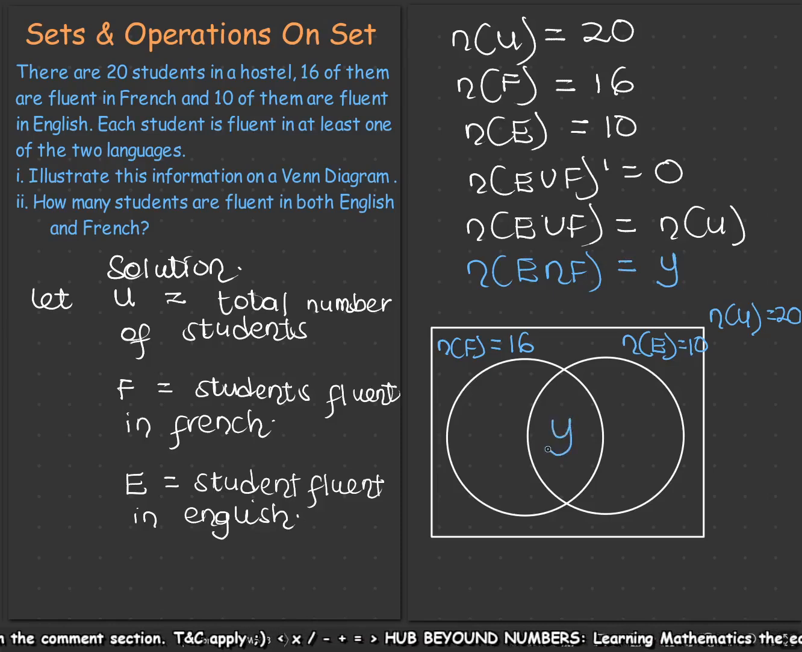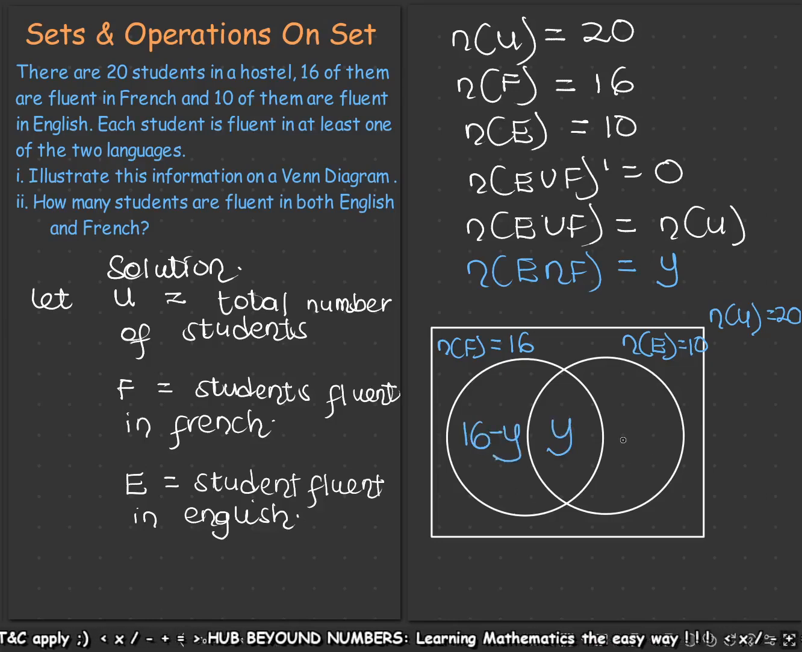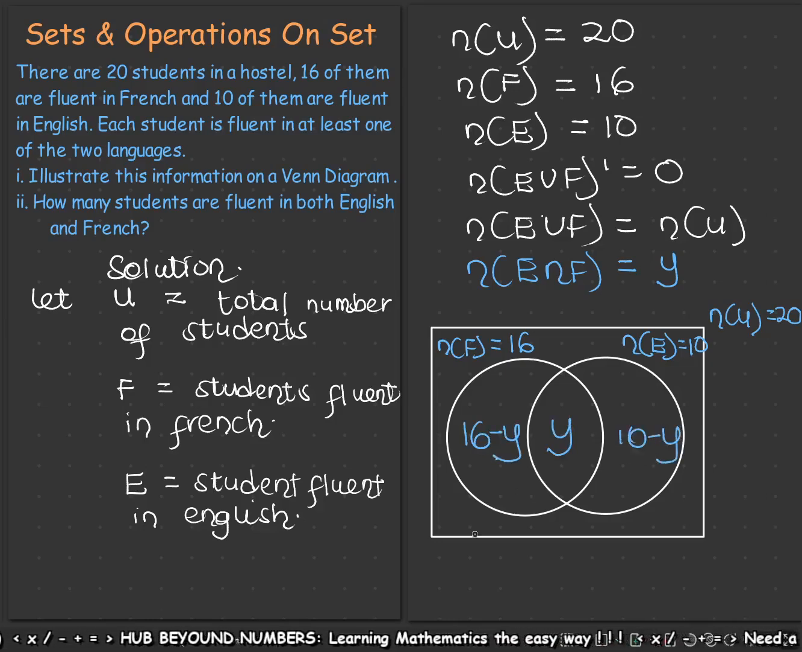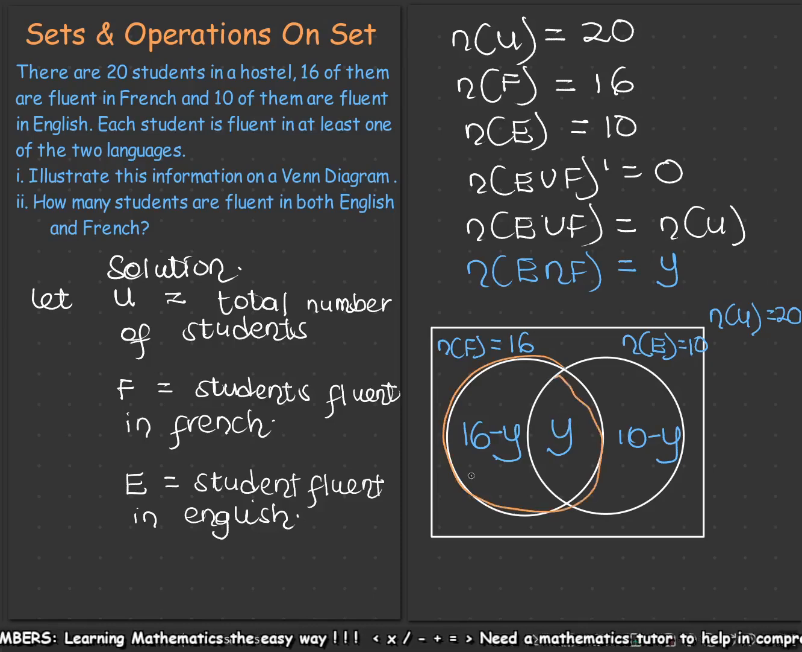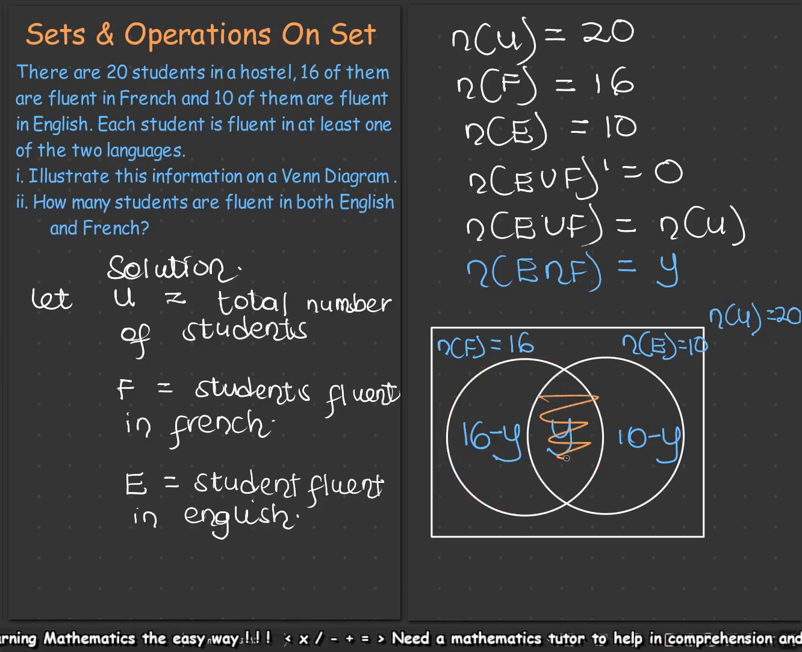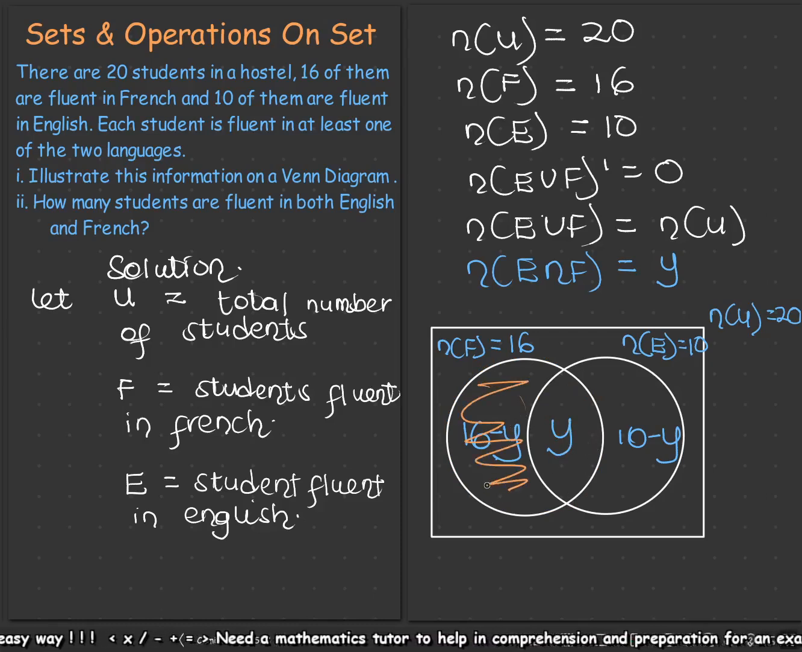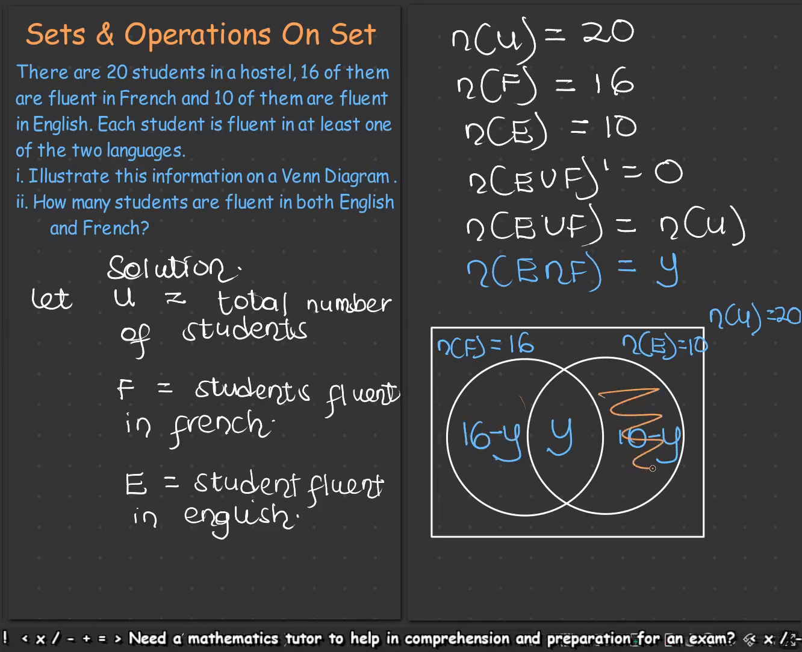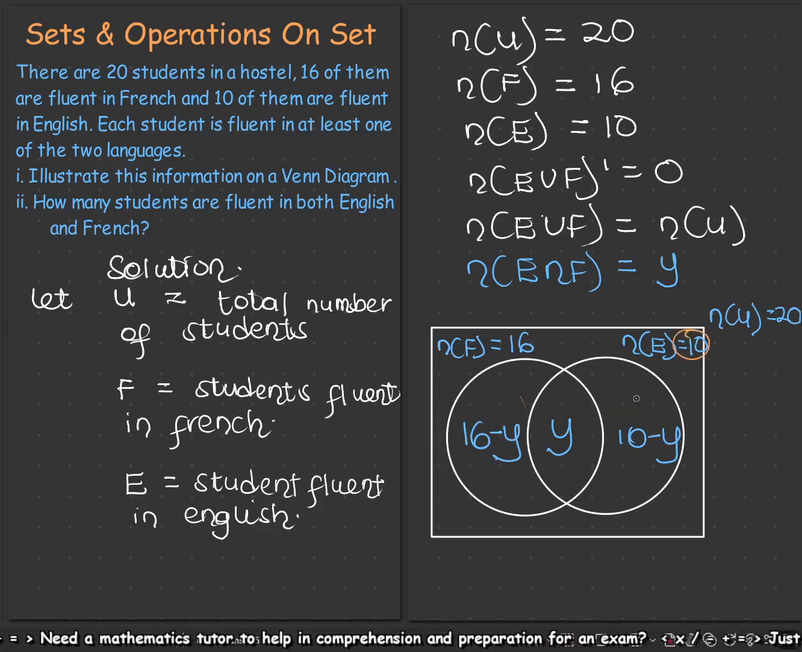Then I can put my y in here, and then put 16 minus y here and 10 minus y over here. We are putting minus y because we know that this whole circle is the 16. So if this whole circle is the 16 and we have already picked out y as the intersection, then the remaining part here is going to be 16 minus y. And what we have here is going to be 10 minus y because the whole of this circle is 10. So now that you are done with your Venn diagram, that is the answer to part one.